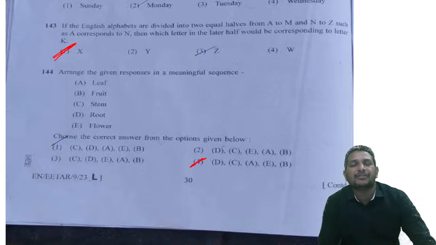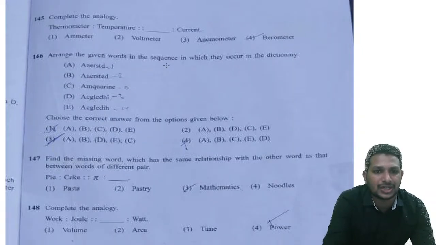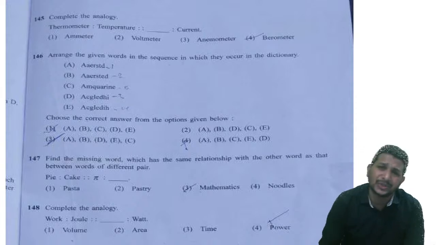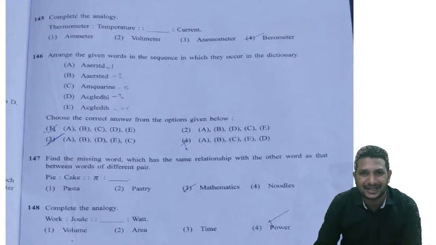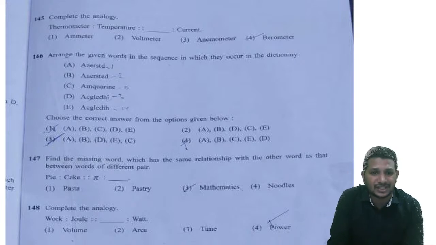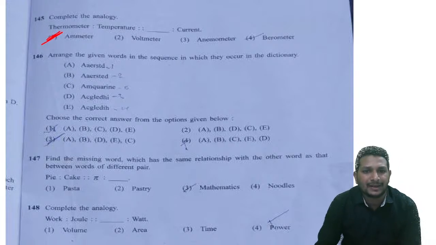Okay, so question number 144, we got the answer as option 4. Let's discuss the next question, question number 145. For a thermometer, they gave temperature. We know that we use the instrument thermometer to measure temperature. Same way, which instrument do we use to measure current in scientific devices, which you learned in GK, right? So we use ammeter to measure current. So the answer for this question is the first option, ammeter.